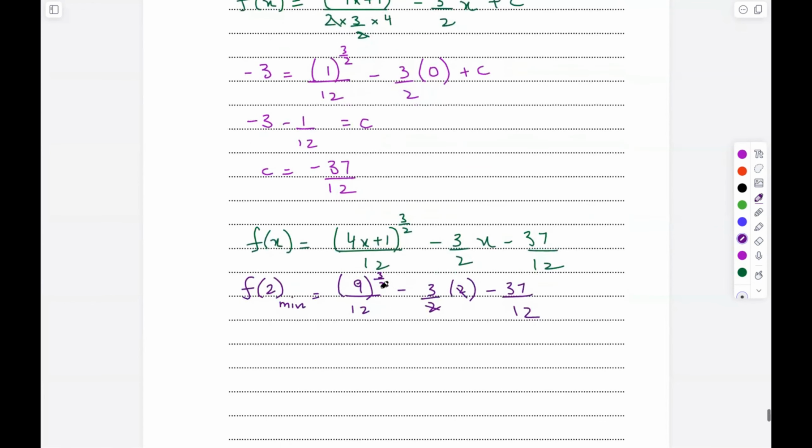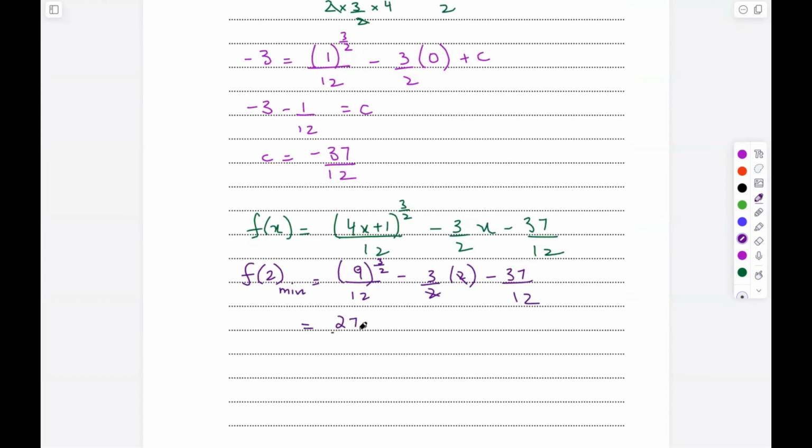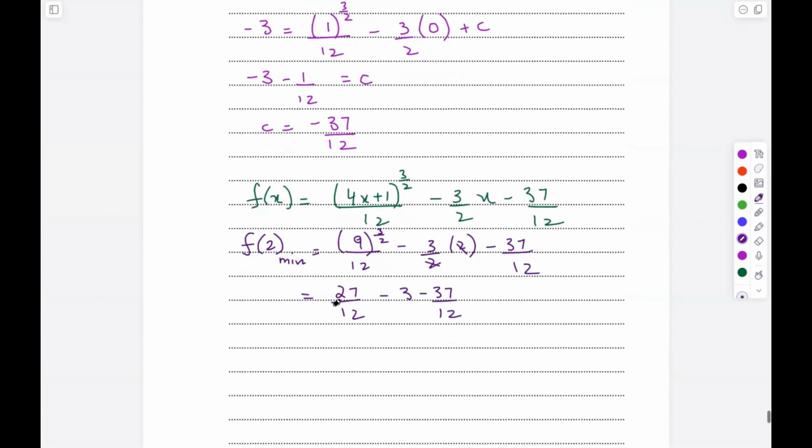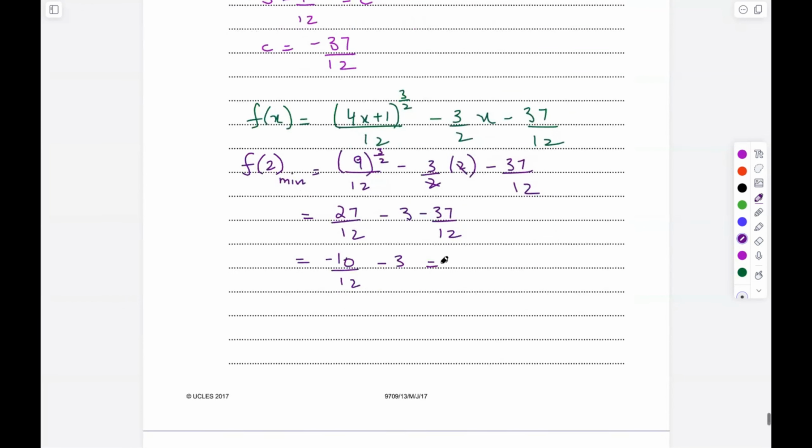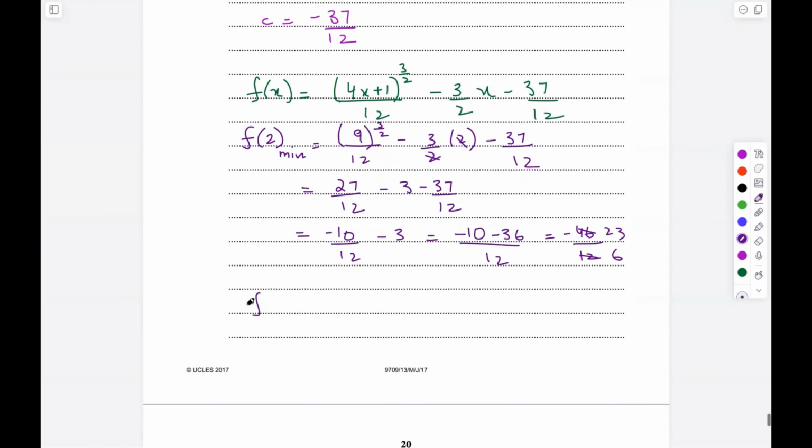So square root of 9 is 3. 3 cube is 27. So this will become 27 upon 12 minus 3 minus 37 upon 12. We can first subtract 27 and 37. So that will become minus 10 upon 12 minus 3. Taking the LCM, that will become minus 10 minus 36 upon 12, which will be equals to minus 46 upon 12. And simplifying this will become 23 upon 6. So the minimum value of f of x will be minus 23 upon 6, or we can write it in decimal as minus 3.83.